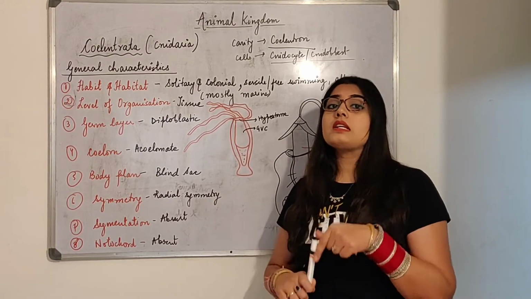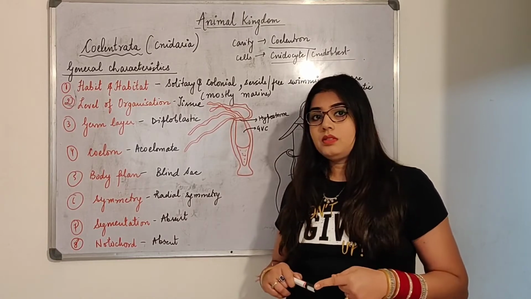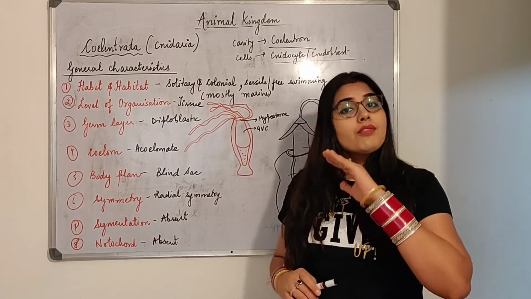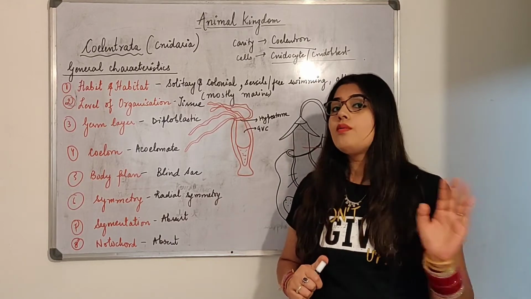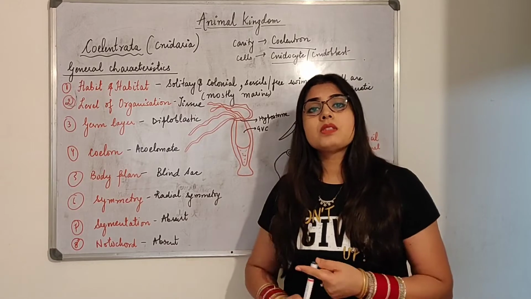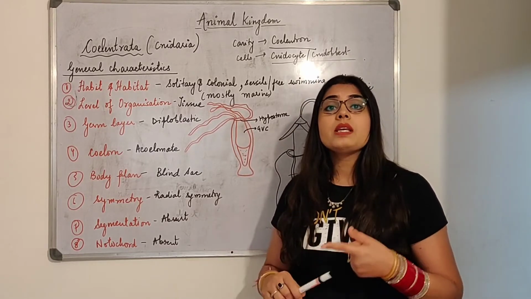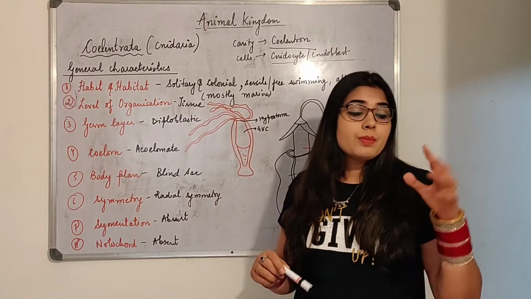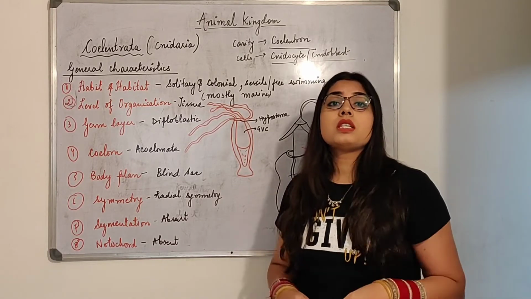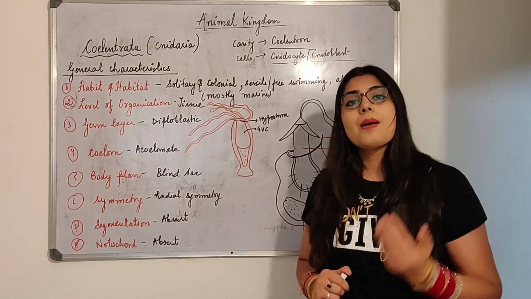Because in the previous series also, in the poriferans also, I told you that if mesoderm is absent, coelom will not be able to form. Coelom will be absent if mesoderm is absent, because coelom is present due to the reason of mesoderm. If mesoderm is absent, coelom will also be absent.